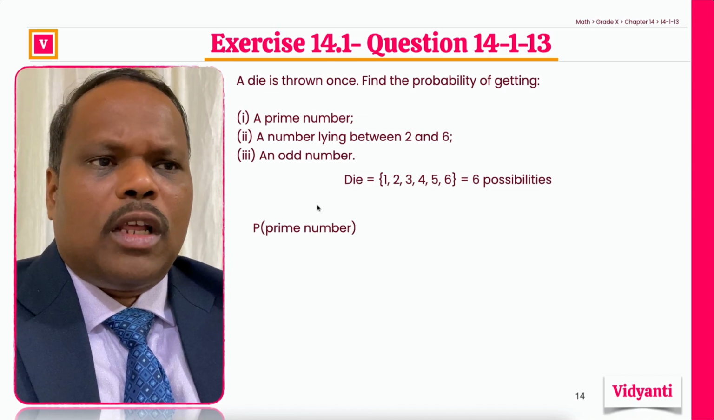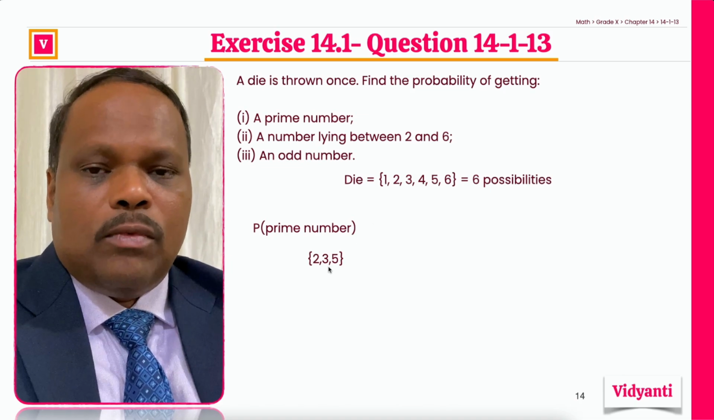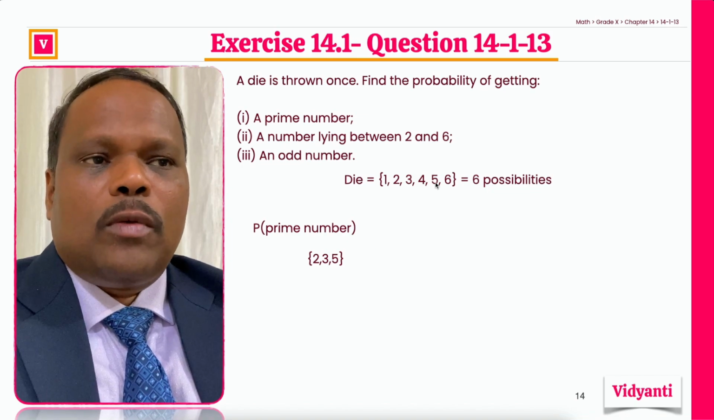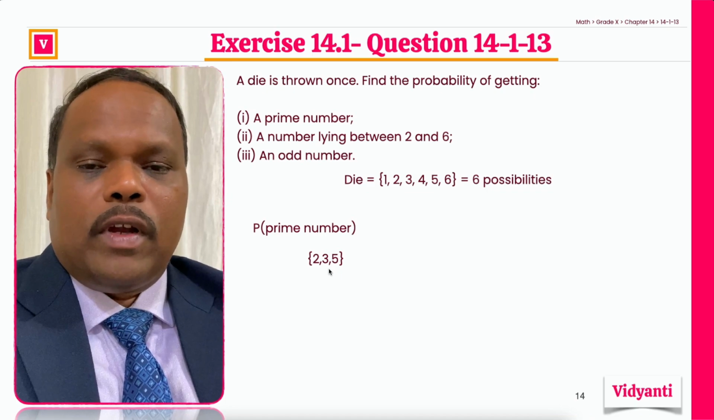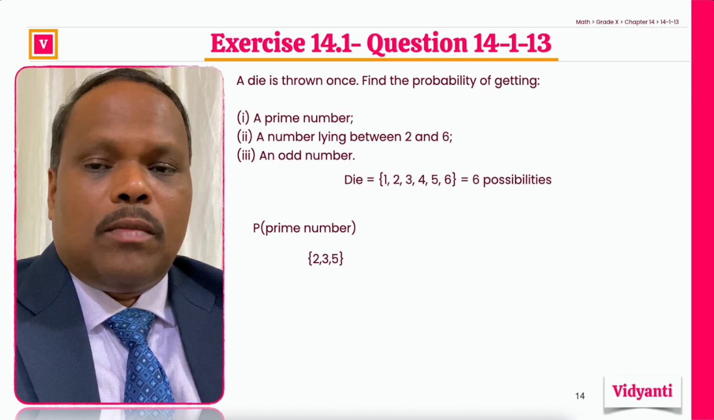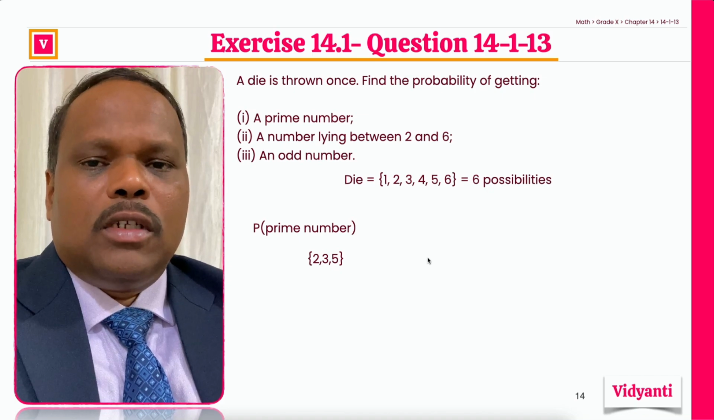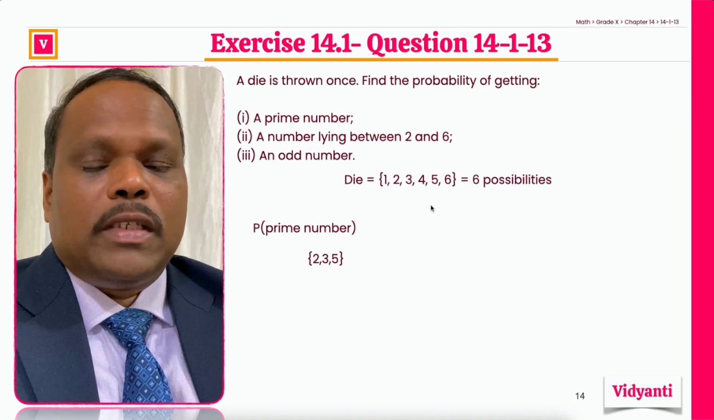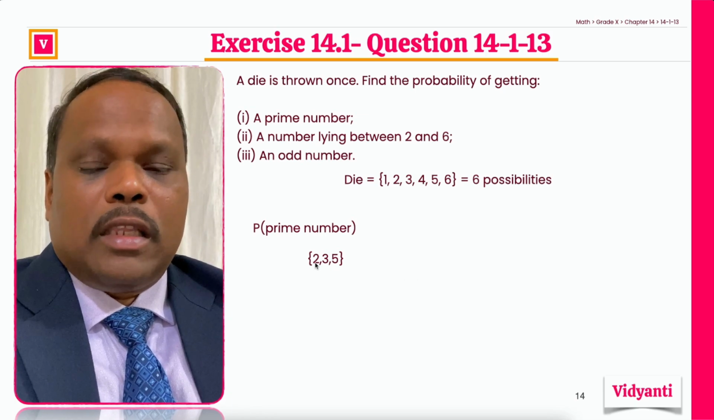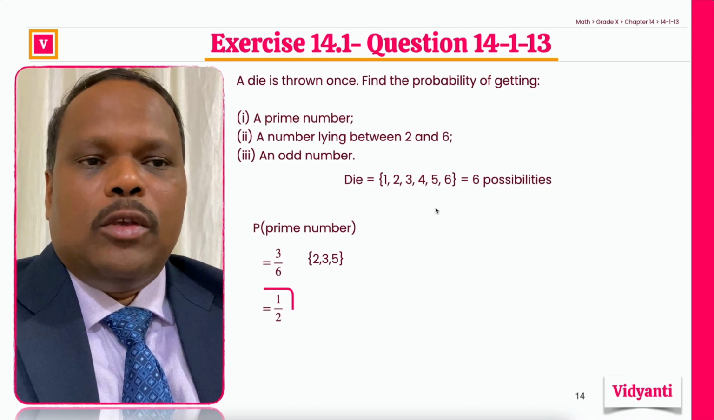So what are the possible prime numbers? 2 is a prime number, 3 is a prime number, 4 is not because it is divisible by 2, 6 is also not a prime number. So out of these 6 possibilities, 3 are favorable because these are the 3 prime numbers. As long as you understand the meaning of prime numbers, and that a die has 6 possibilities altogether, it's just a matter of picking prime numbers from the set of all possibilities, which is the sample space. So there are 3 things out of 6, which is 1 by 2, and that will be your answer.